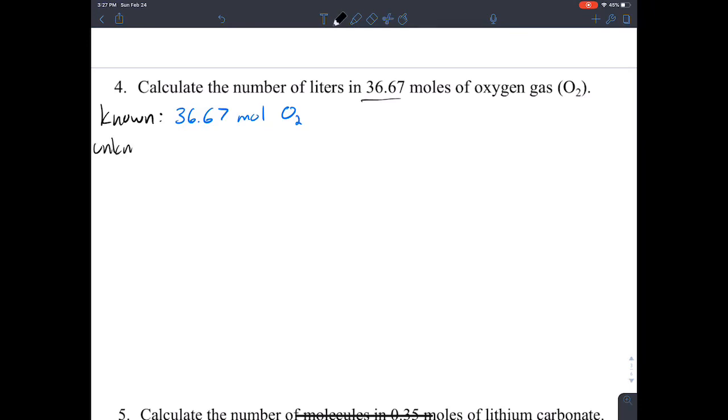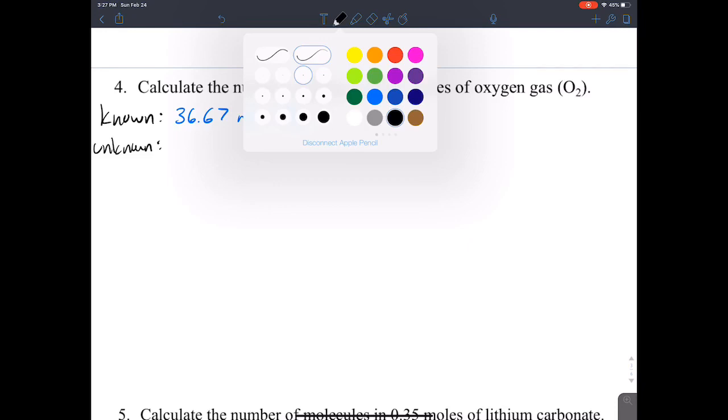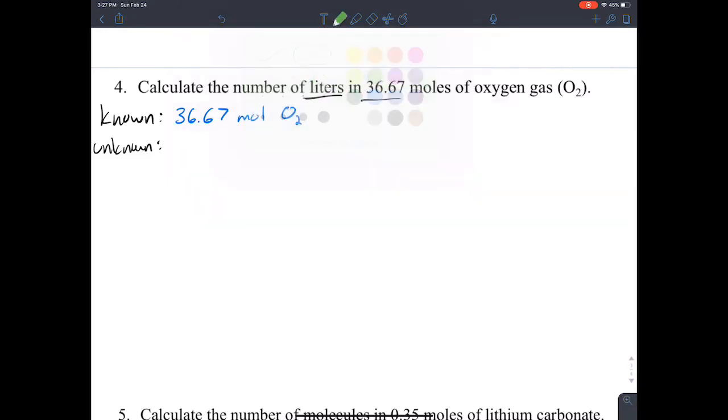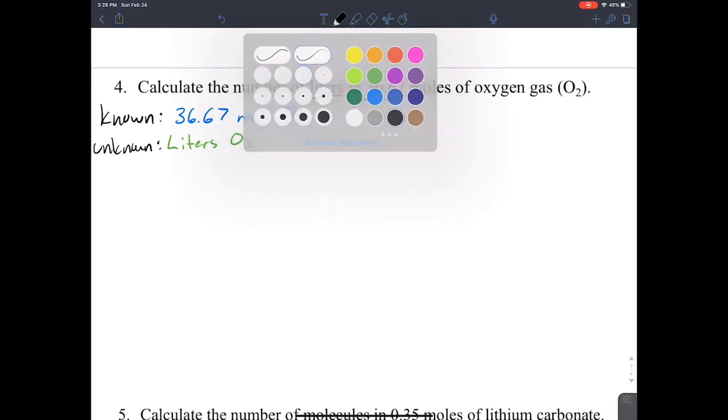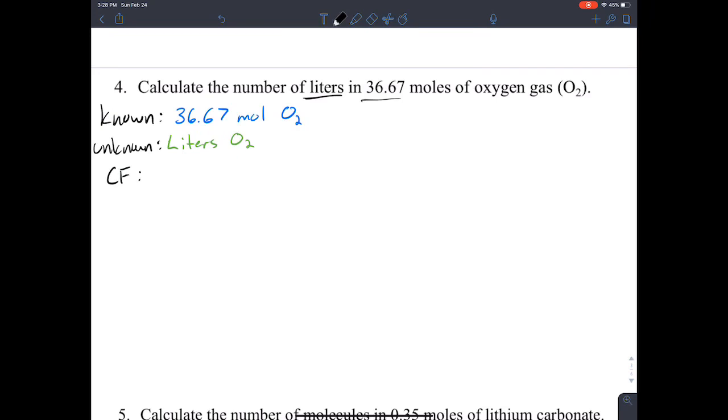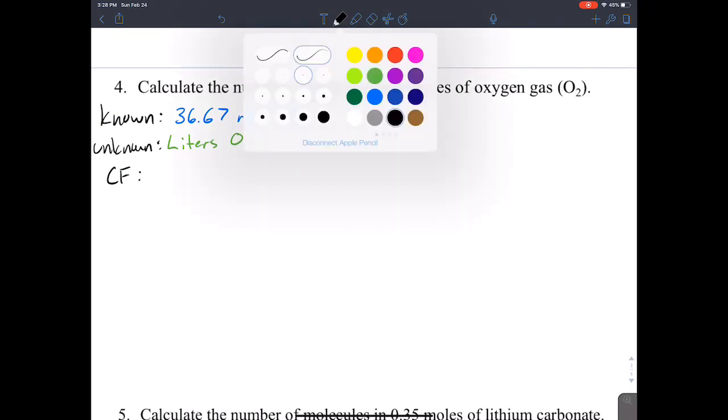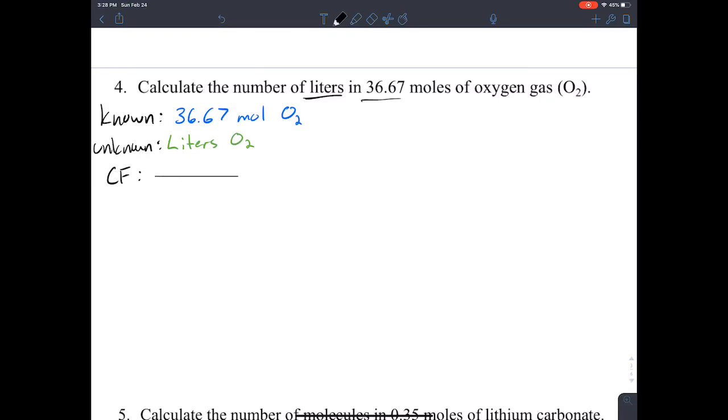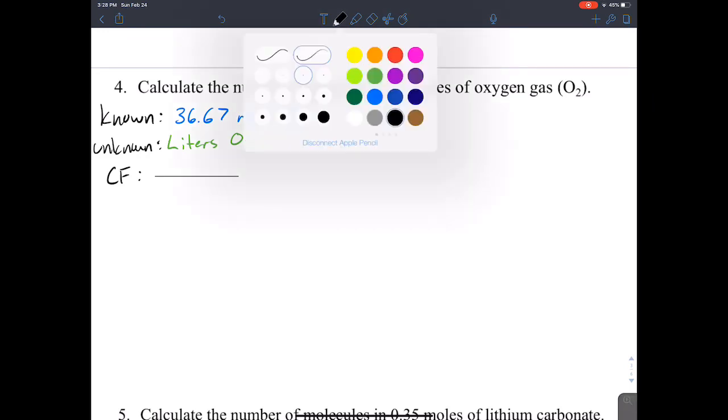Okay, our unknown, what we're trying to find, is the number of liters. So we're trying to find liters of oxygen. If that's blue, we'll make liters of oxygen green. Our conversion factor is going to be how we go between moles of oxygen gas and liters. So we know that every 1 mole of oxygen gas, so I'll keep moles of oxygen in the same blue.